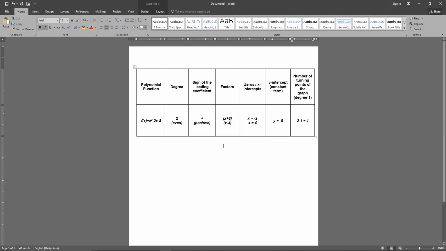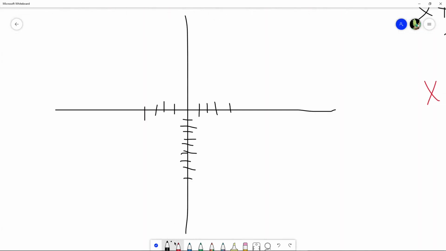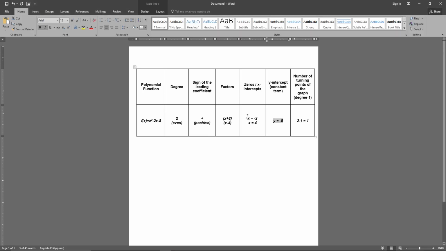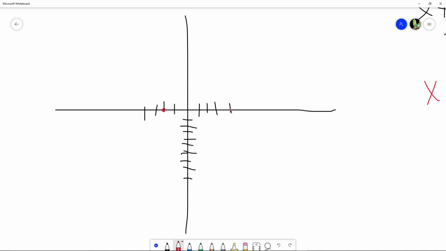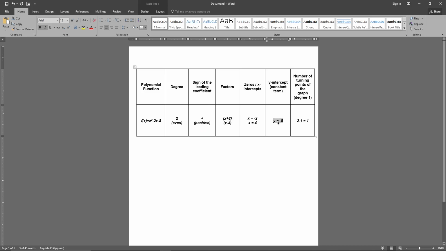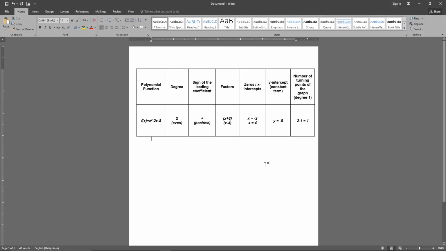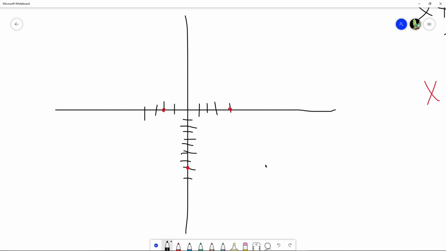Now that we have that, our table is complete. So now we're going to graph this all together. Our zeros, our x-intercepts, are negative 2 and positive 4. Remember, these are x-intercepts, which means these are points on the x-axis, while our y-intercept is negative 8, which means it's on the y-axis. Now we're going to graph all of these points together.